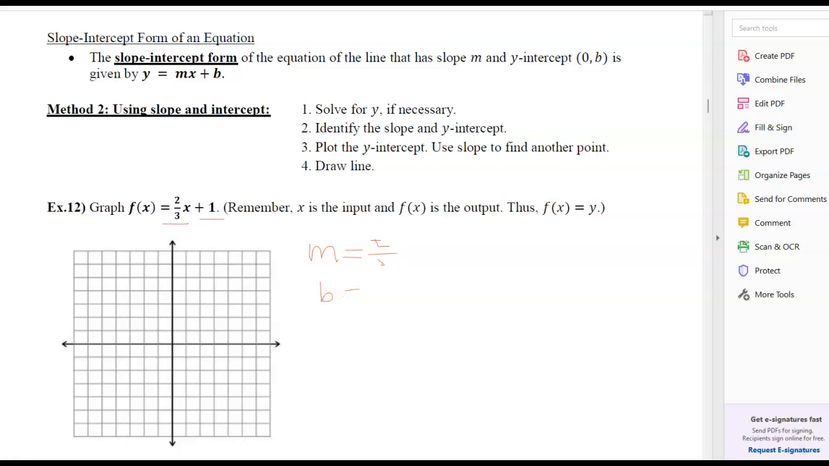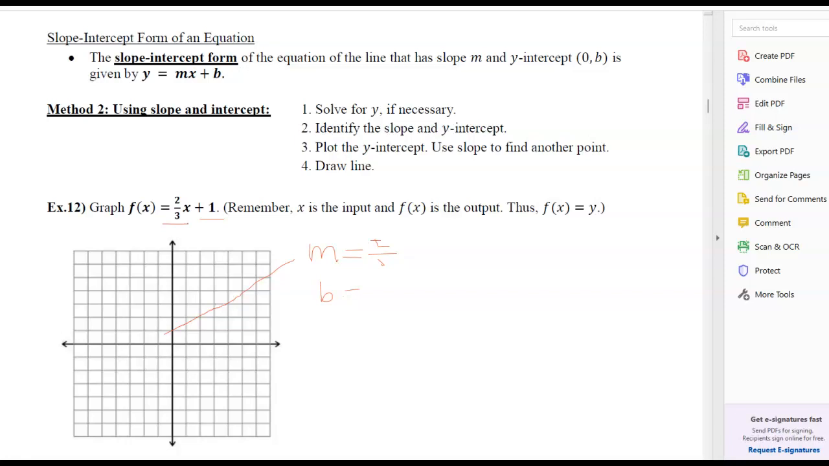Next we plot the y-intercept, which will be at 1. Then we use the slope from that point to find our next point. So at 1, we go up 2/3, and then we will have a line through those 2 points. Oops, not perfect, but you get the idea, okay?